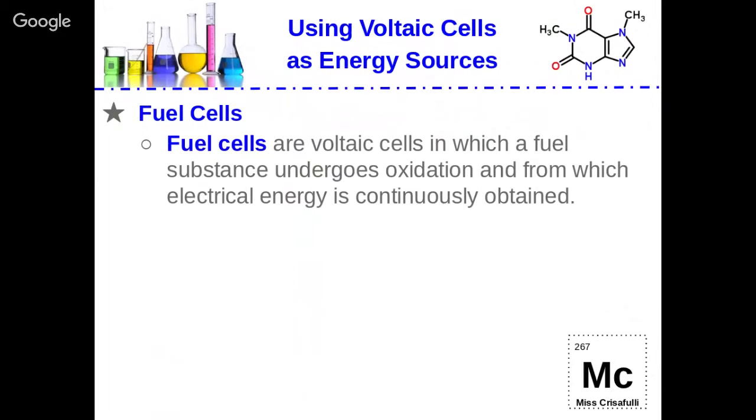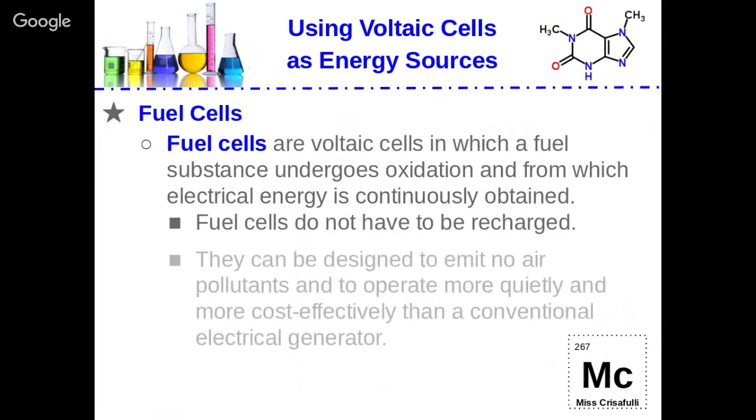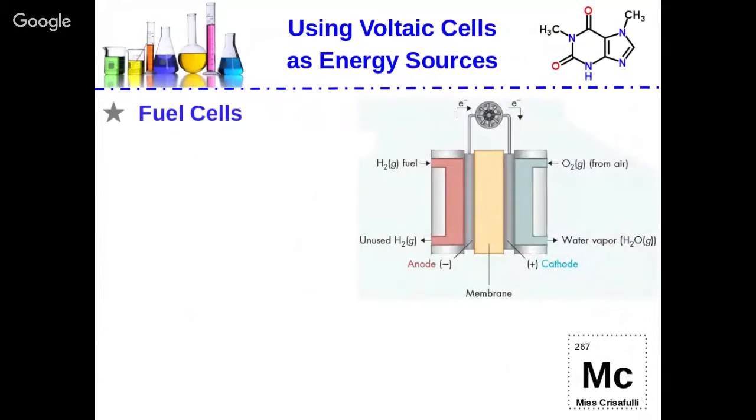Let's talk about fuel cells. Fuel cells are voltaic cells in which a fuel substance undergoes oxidation and from which electrical energy is continuously obtained. Fuel cells do not have to be recharged. They can be designed to emit no air pollutants and to operate more quietly and more cost effectively than a conventional electrical generator. So here's a picture of a fuel cell.